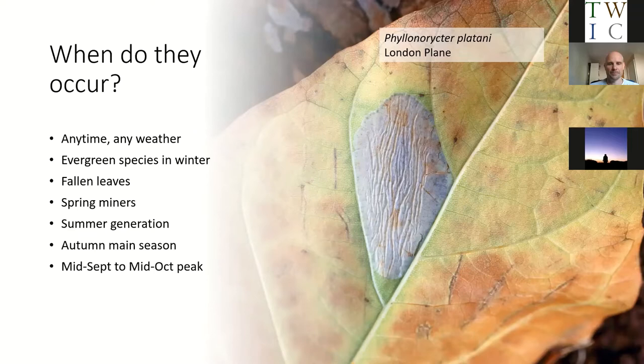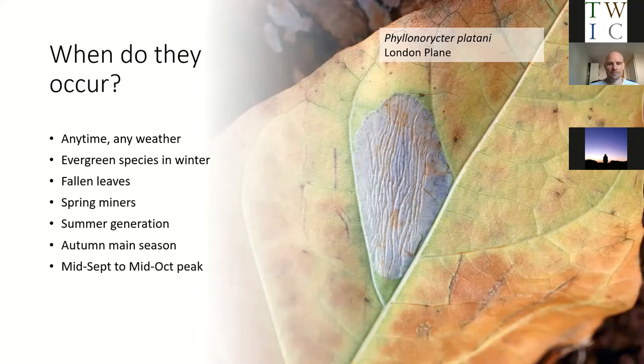Then we move into the autumn, which is the main season. So this begins in August effectively and runs right through really till early December, when the majority of deciduous trees and plants have lost their leaves. This is the season when the recorders focus their efforts and do the majority of their recording time. And the absolute peak in terms of species diversity tends to be sort of mid-September to mid-October.